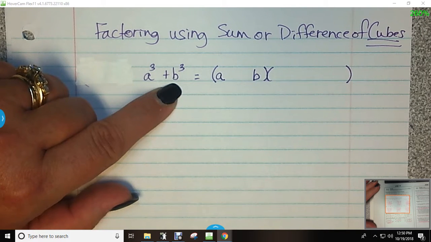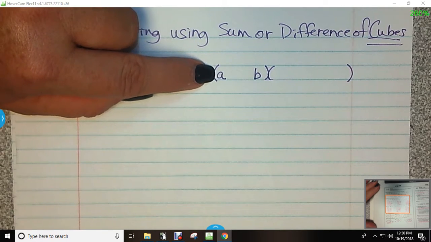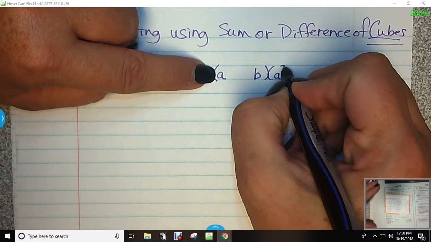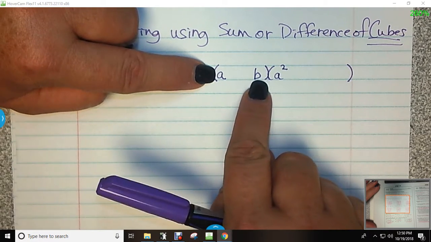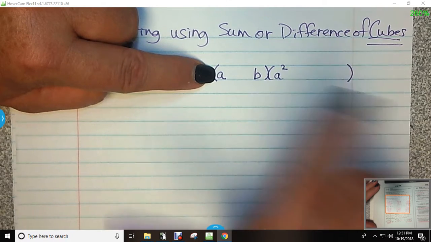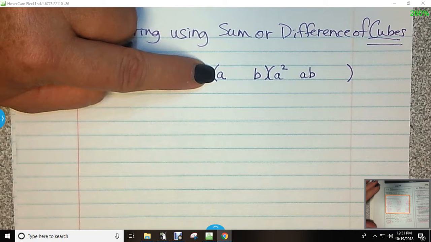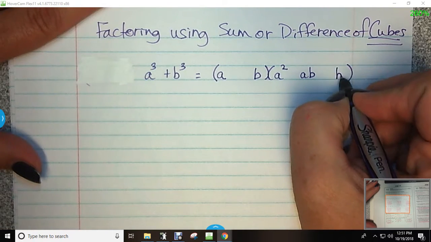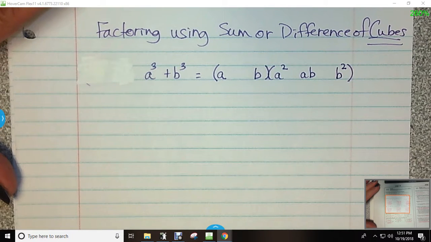Okay? So now, in the second parenthesis, I want to start here. And I'm going to take that a and square it, which is a squared. The next term, I'm going to multiply the a times the b. And then the last term, I'm going to take b and square it. All right, does anybody have any questions about where that information came from?